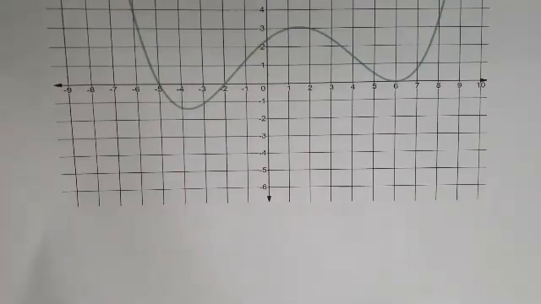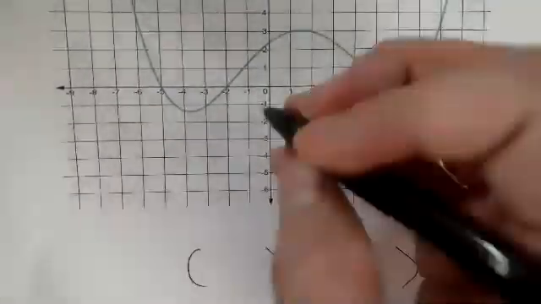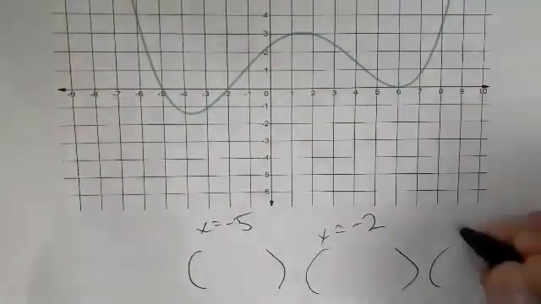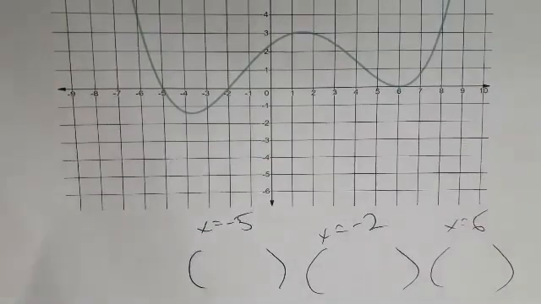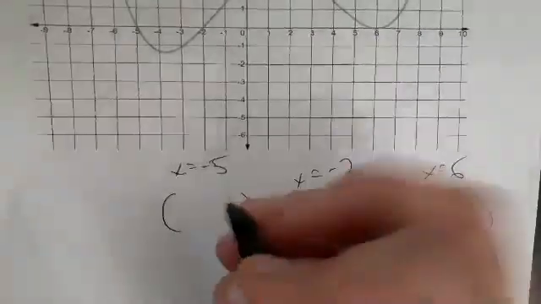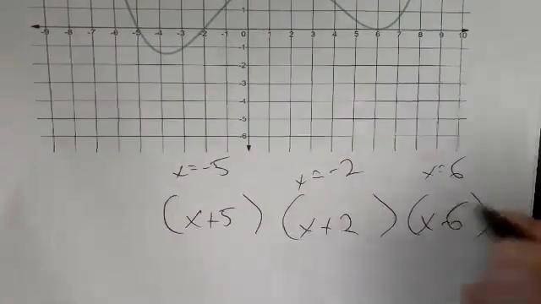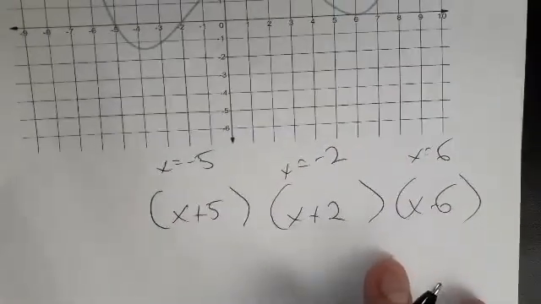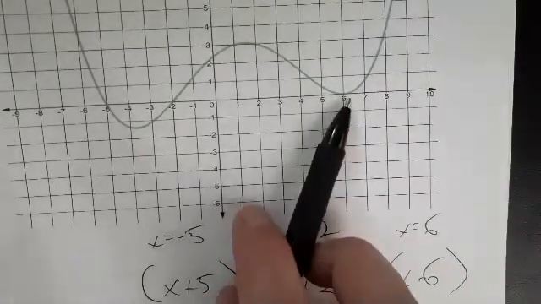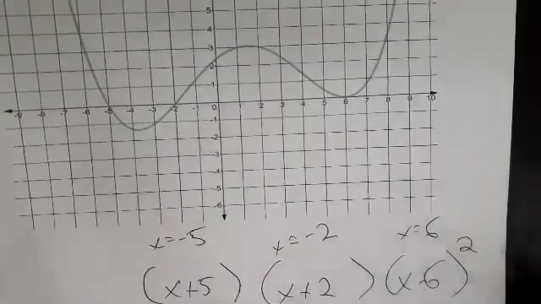All right, so if I want the zeros, I want the factors. Tell me something: x equals minus 5, x equals minus 3, x equals 6. But if I want the factors, they look like x plus 5, x plus 2, and x minus 6. And if you did this, you probably got most points. But this one has a multiplicity of 2.